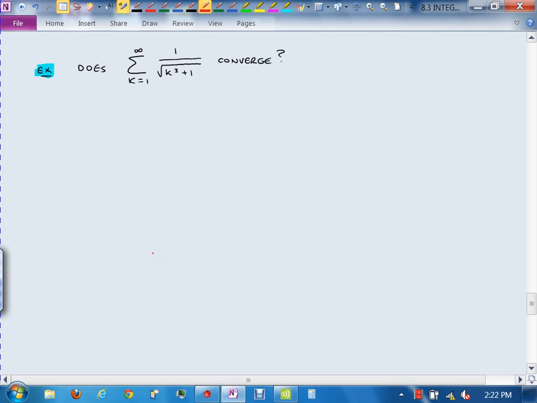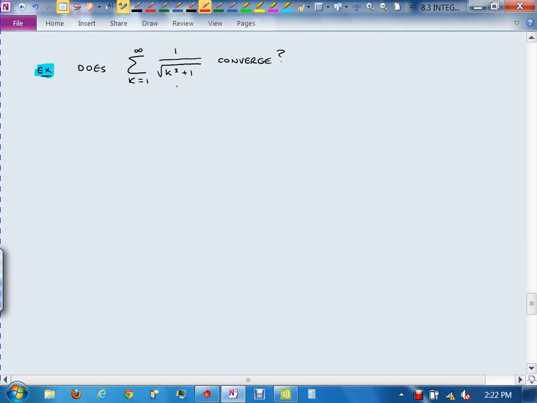Could you do integral test? Maybe, because you could look at that as a function. Is it continuous? If you look at the inside here as a function, is it continuous? Yes. Okay, is it positive all the time? Yes. Is it decreasing? I would need a derivative. I'm going to try and avoid that.